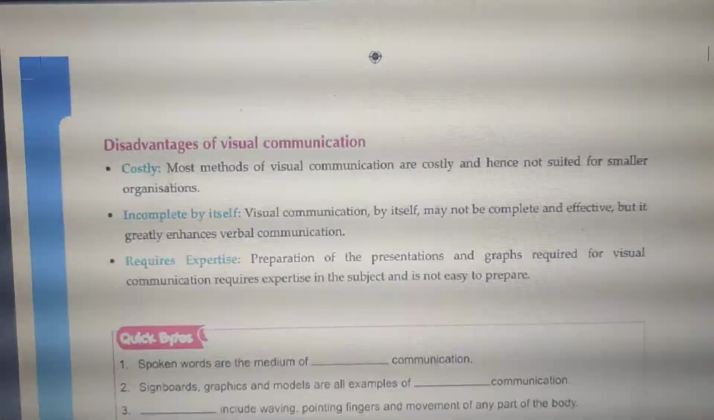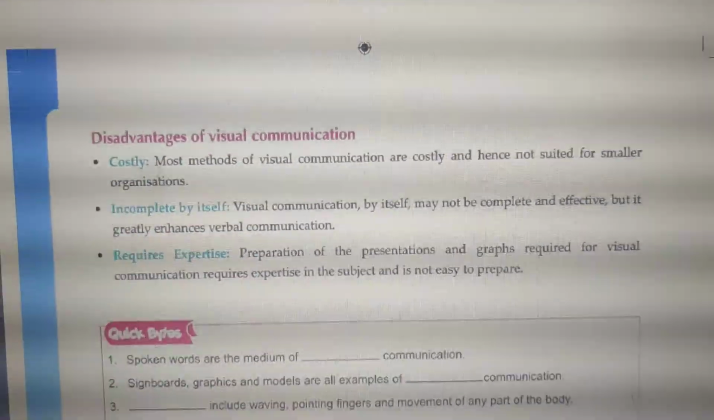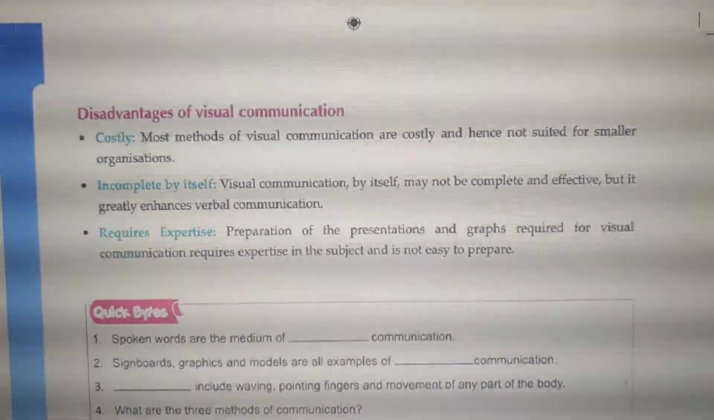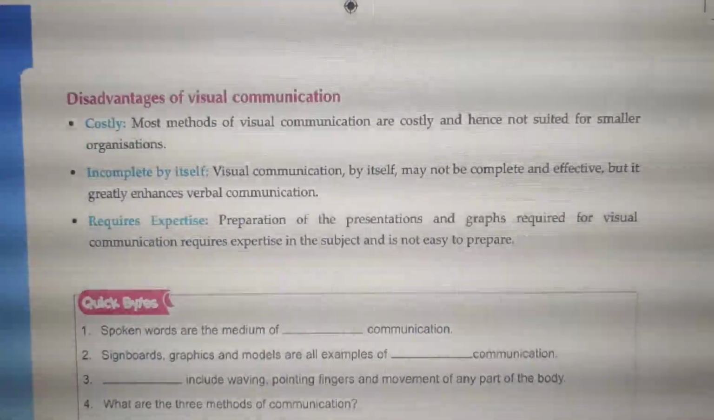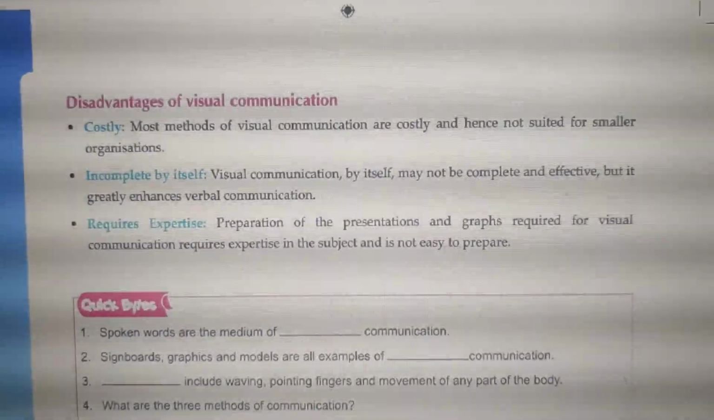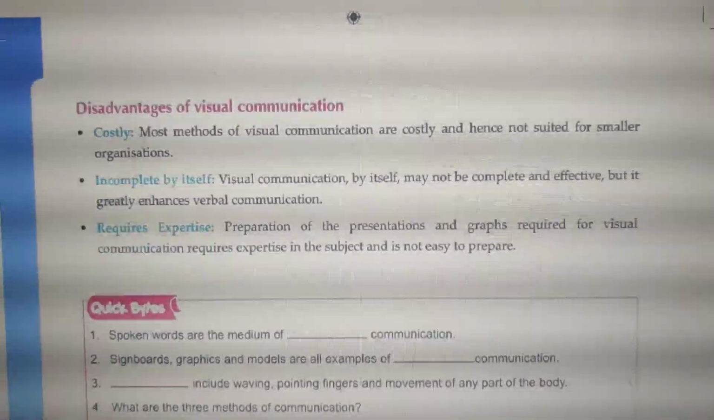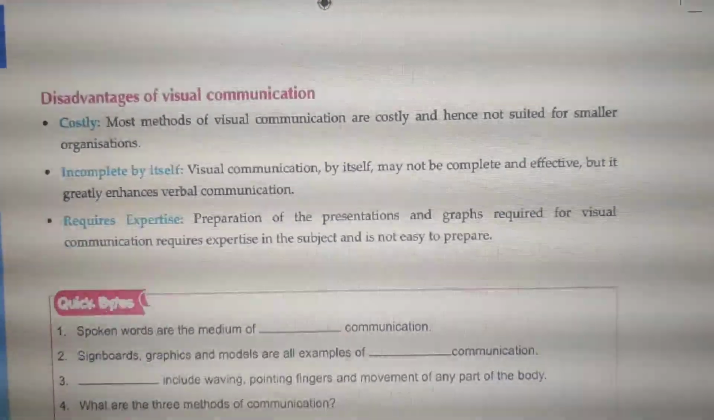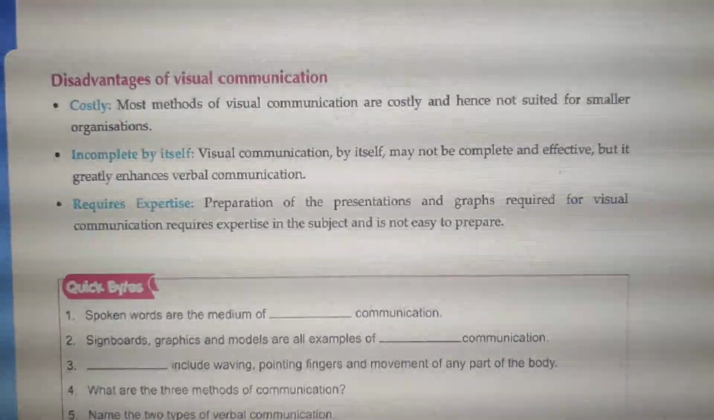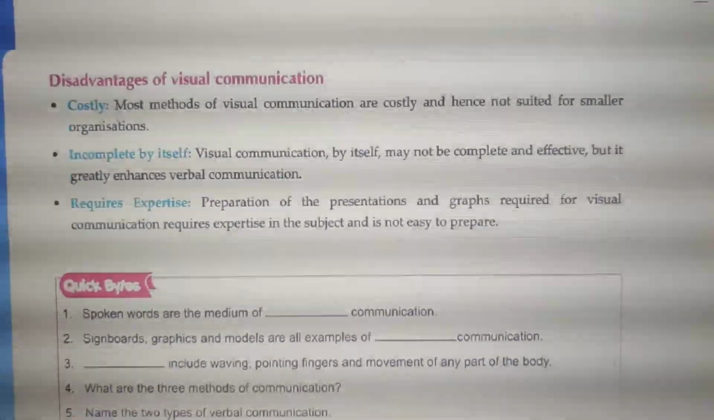Next, we talk about the disadvantages of visual communication. So first disadvantage is costly. Most methods of visual communication are costly and hence not suited for small organizations. As it is used only for big organizations, it cannot be used in small organizations because it is actually costly.